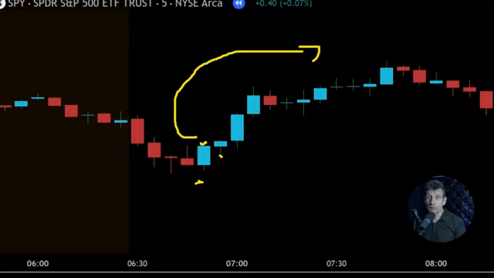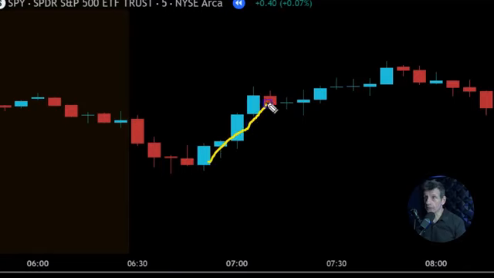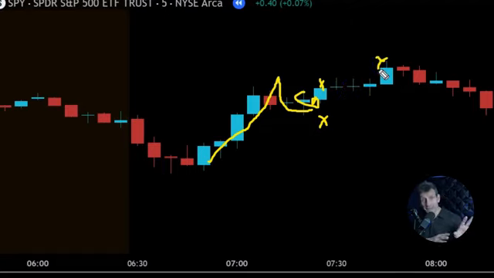Now let me show you something like your typical flag pattern, right? Which would be this. You come up, you pull back, you would take it here, right? That would probably be your entry. I'm just saying probably. Stop would be right there. But look, that trade fatigued out real quick. Again, you would have made some scalping money.